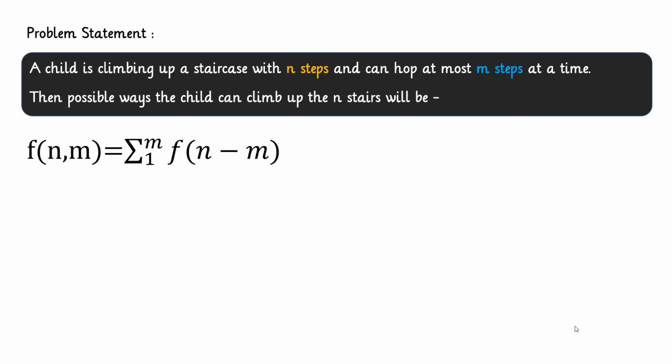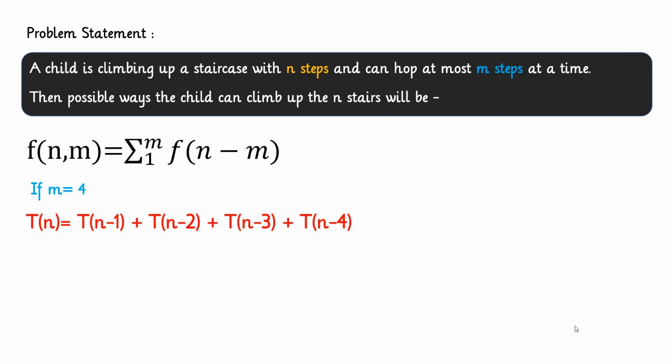This is a general formula, guys, that you can use for any value of m. So if m equals 4, the recurrence relation will look something like this: Tn or Fn equals Tn-1 plus Tn-2 plus Tn-3 plus Tn-4. This function is given in the form of f, and here I have given it in the form of t. It's totally fine, you can change it to f or t, it's just for learning purposes, to show how this series or recurrence relation gets expanded based on the value of m.